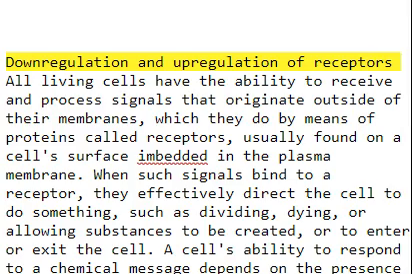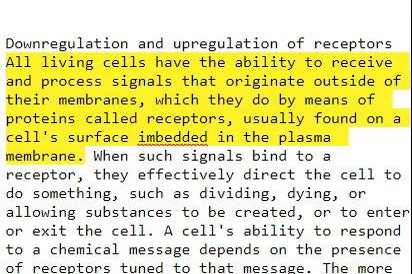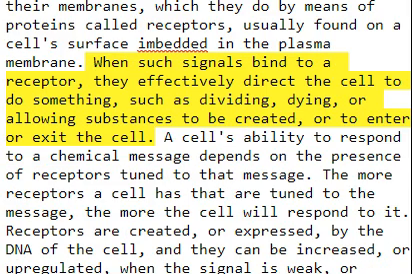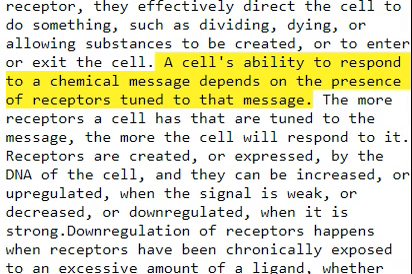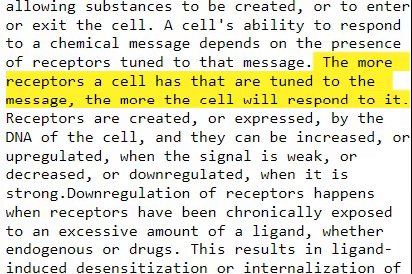Downregulation and upregulation of receptors. All living cells have the ability to receive and process signals that originate outside of their membranes, which they do by means of proteins called receptors, usually found on a cell surface embedded in the plasma membrane. When such signals bind to a receptor, they effectively direct the cell to do something, such as dividing, dying, or allowing substances to be created, or to enter or exit the cell. A cell's ability to respond to a chemical message depends on the presence of receptors tuned to that message. The more receptors a cell has that are tuned to the message, the more the cell will respond to it.